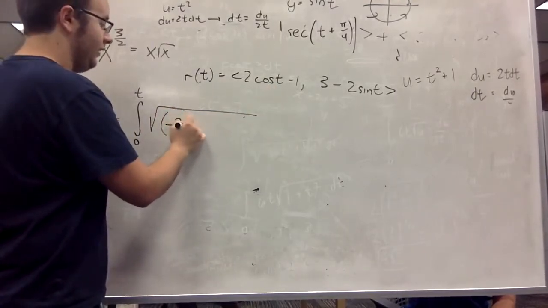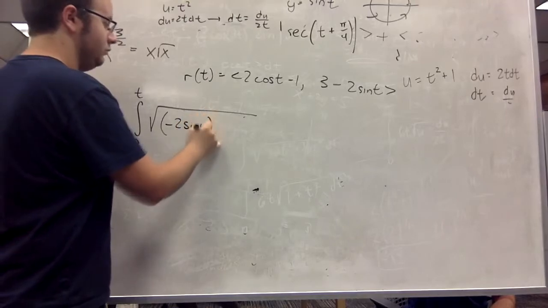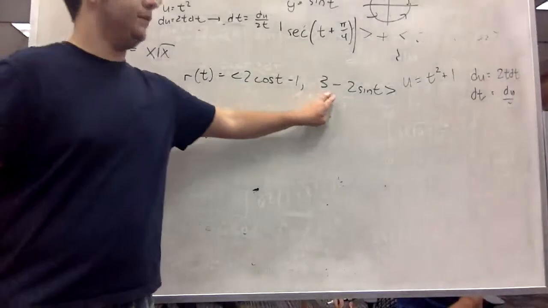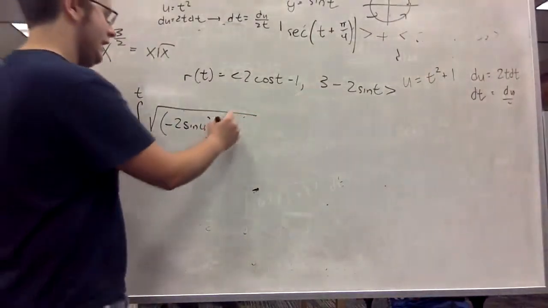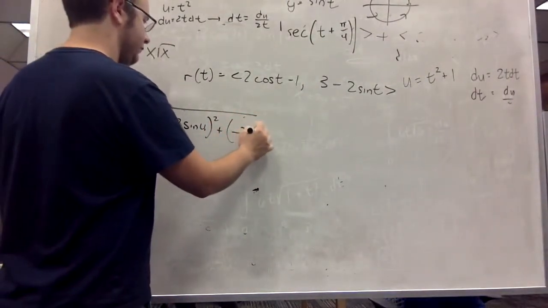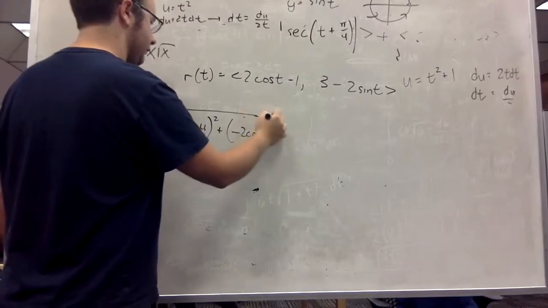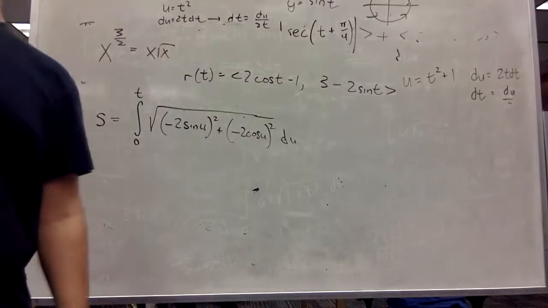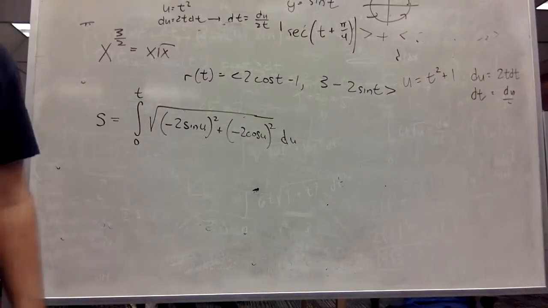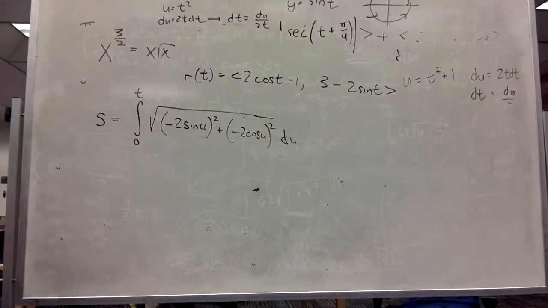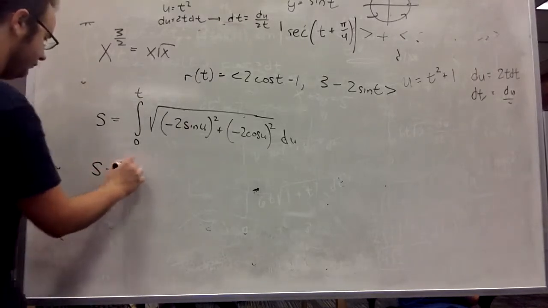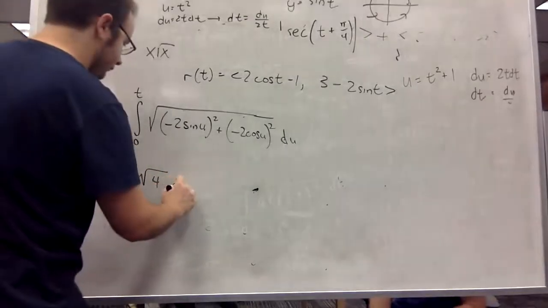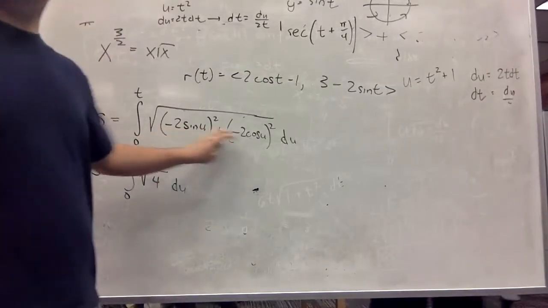Negative 2 sine t. Let's say sine u. What's the derivative of the other one? Negative 2 cosine u. This is really nice because negative 2 sine u squared plus negative 2 cosine u squared gives you the square root of 4 sine squared plus 4 cosine squared.